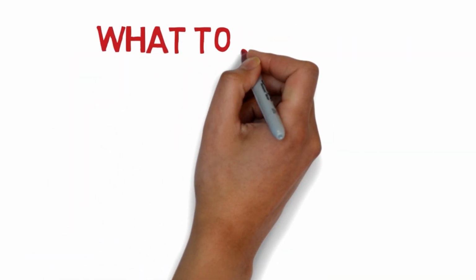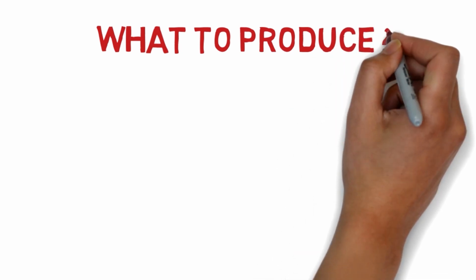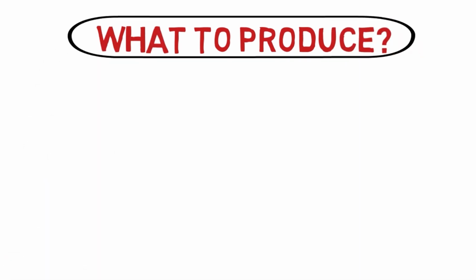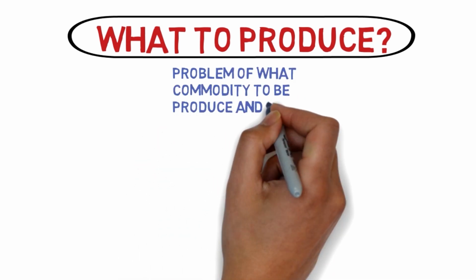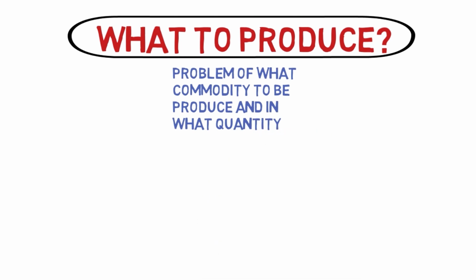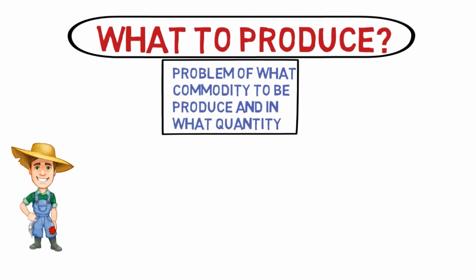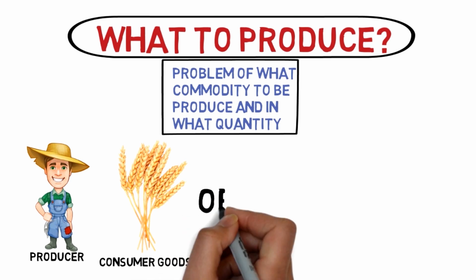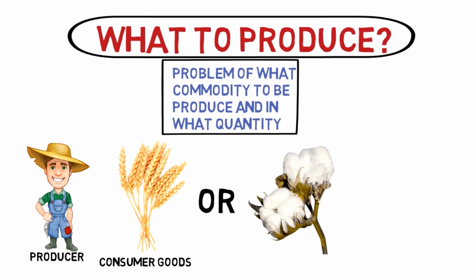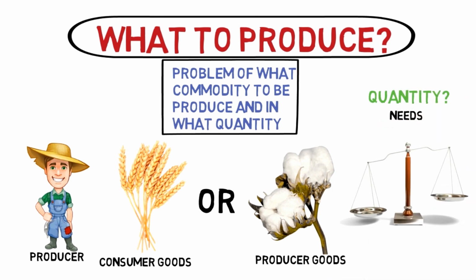Now we will discuss the problems briefly. What to produce? It is a problem associated with what commodity is to be produced and in what quantity. For example, a producer has to think carefully about which goods are needed more: consumer goods, which will be consumed by the ultimate consumers, or producer goods, which will be used for further production by the producer. According to the needs of the society, the producer thinks about the quantity, more consumer goods or more producer goods.